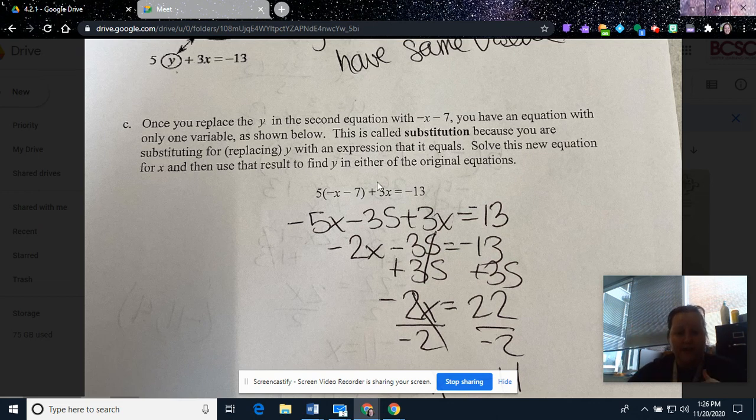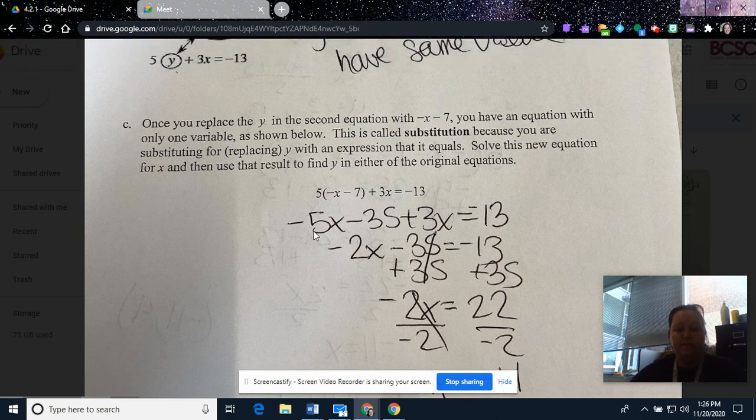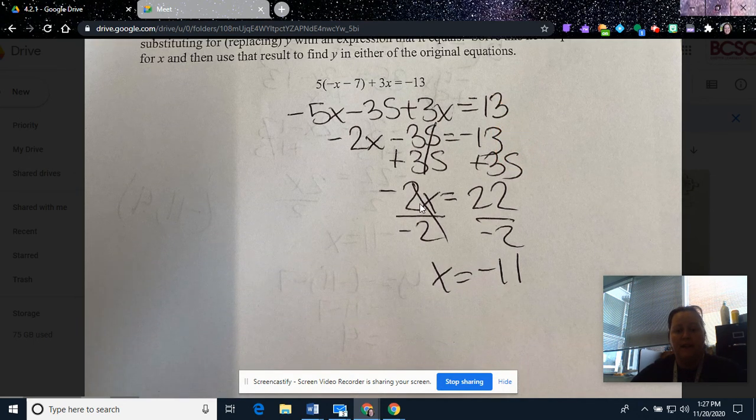Once you only have one variable in an equation, you know how to solve that. So you do the distributive property: negative 5x minus 35 plus 3x equals negative 13. Then you can go ahead and solve it. Negative 5x plus 3x makes negative 2x. I just combined the like terms and moved the 35 to the other side. Then you get negative 2x equals 22. Divide both sides by negative 2, and you get negative 11.